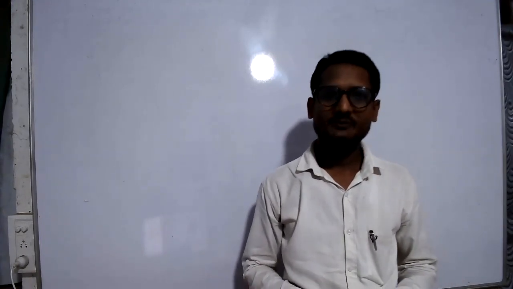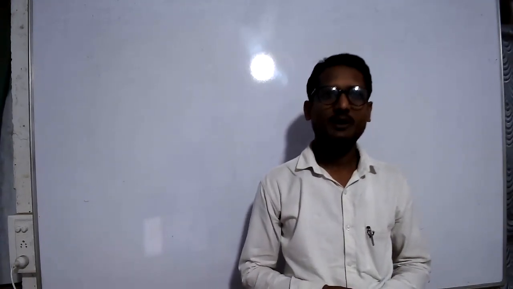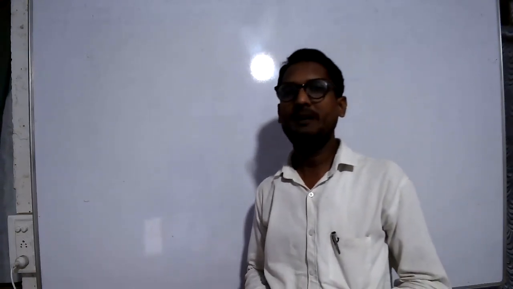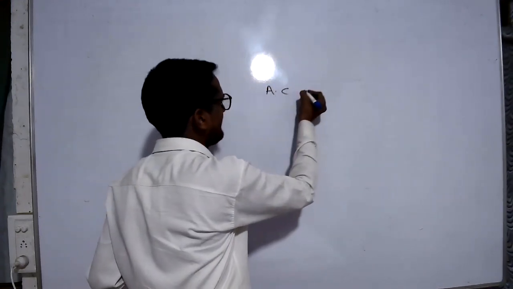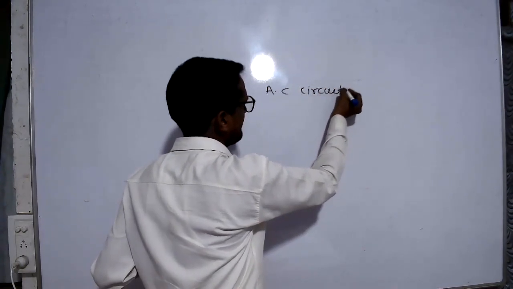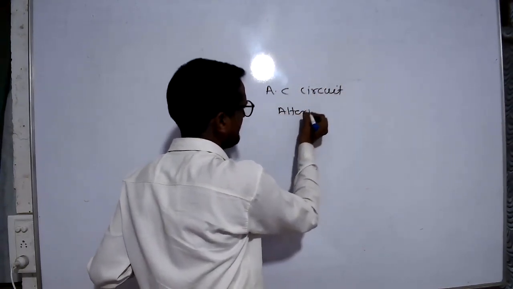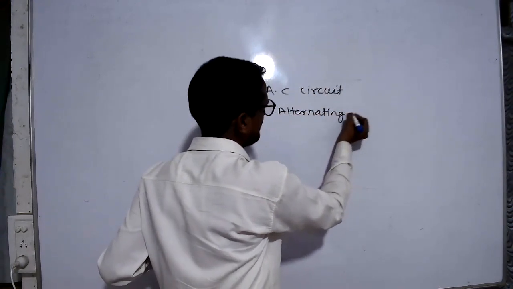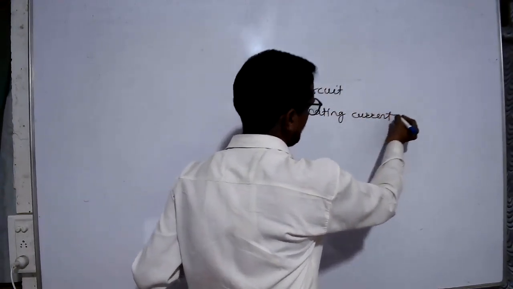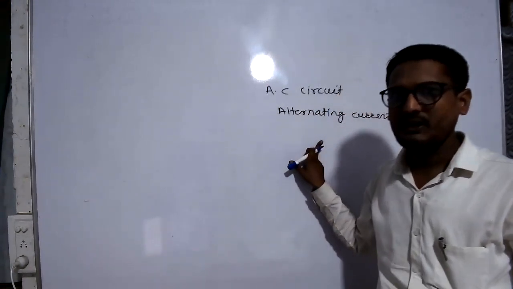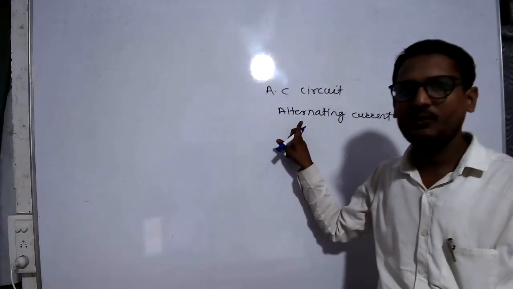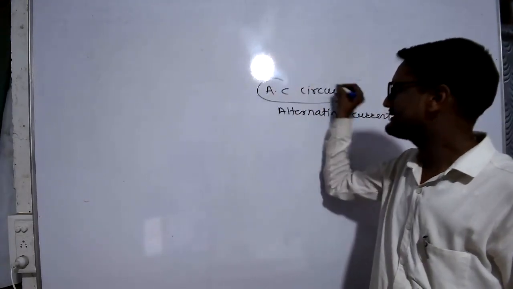Hello students, last lecture we discussed the types of electrical current. In it, we briefly discussed DC current. Today's lecture we are going to discuss another type of electrical current, that is AC current, which means alternating current. This alternating current is one type of electric current. In this chapter, we will discuss alternating current, meaning AC current, briefly.